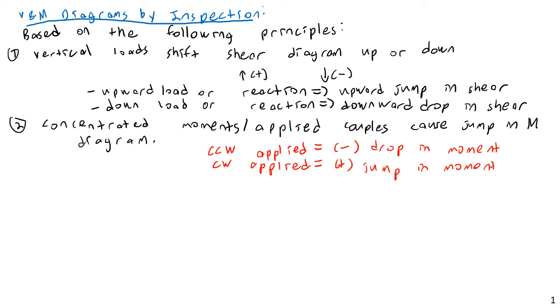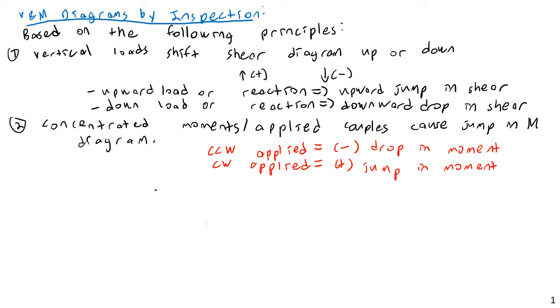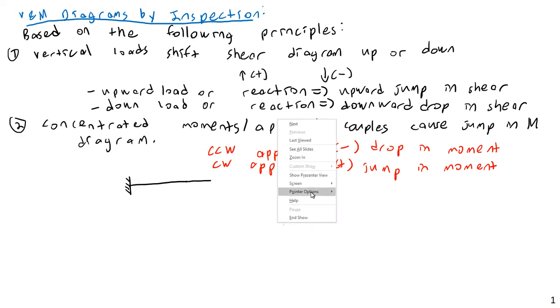Let me show you what I mean by this. Let's consider a cantilever beam. A cantilever beam will work pretty well simply because I can have an isolated end. So let's consider a cantilever beam with an end moment applied. If we apply an end moment to this, this is a positive external moment. It's a counterclockwise external moment.